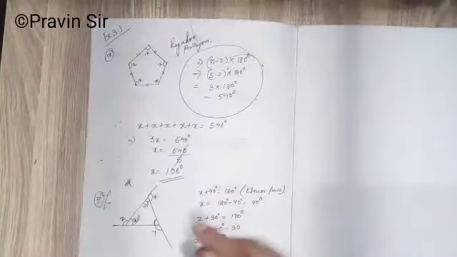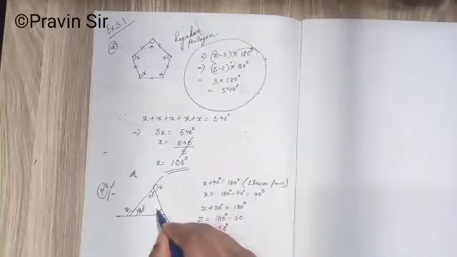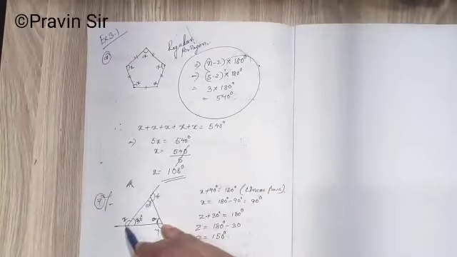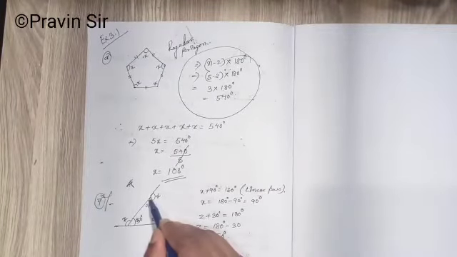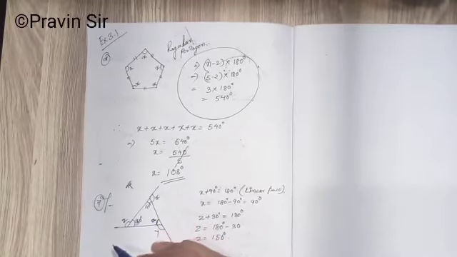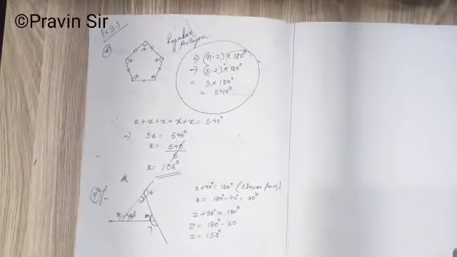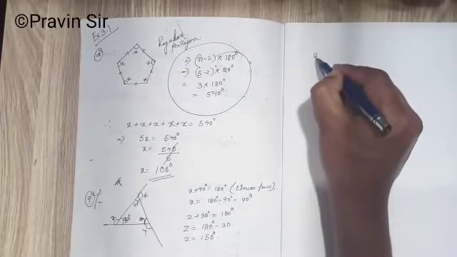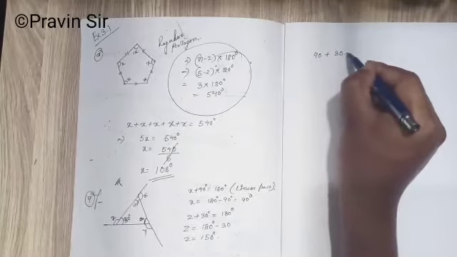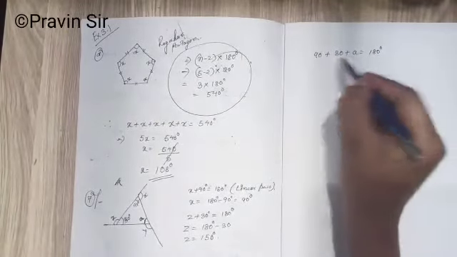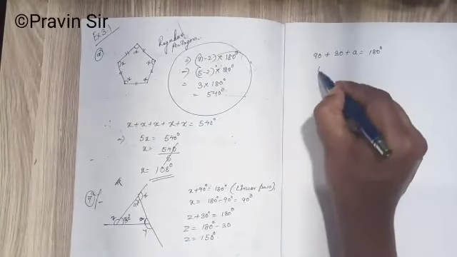So first of all, we will try to find this angle. Let this angle be A. Now you see, this is a triangle. So 90 plus 30 plus A is equal to 180 degrees. Angle sum property of a triangle: if we add the three angles in a triangle, we will get 180 degrees. So 90 plus 30 plus A is equal to 180 degrees. 90 plus 30 is equal to 120 degrees.